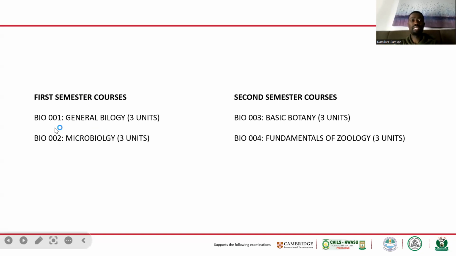From what we have here, we have Bio 001, Bio 002, Bio 003 and Bio 004. So the general biology, that's Bio 001. Sorry for this mistake. And Bio 002, which is microbiology, and Bio 003, which is basic botany, and the fourth one, which is fundamentals of zoology. Like I said, since you have your syllabus with you, you would have seen how the whole thing is being broken down.